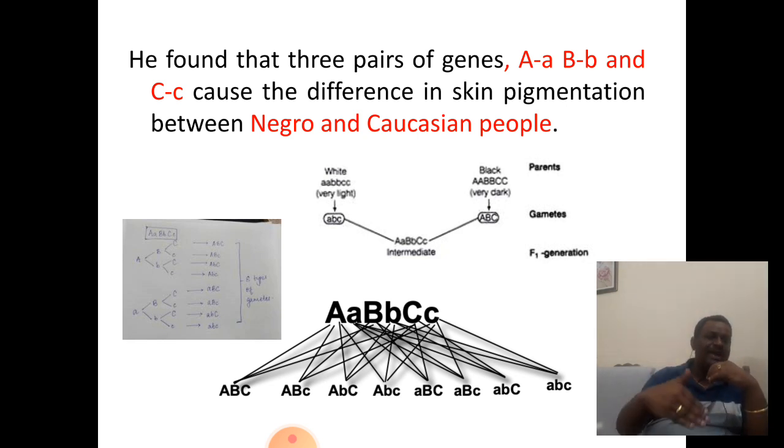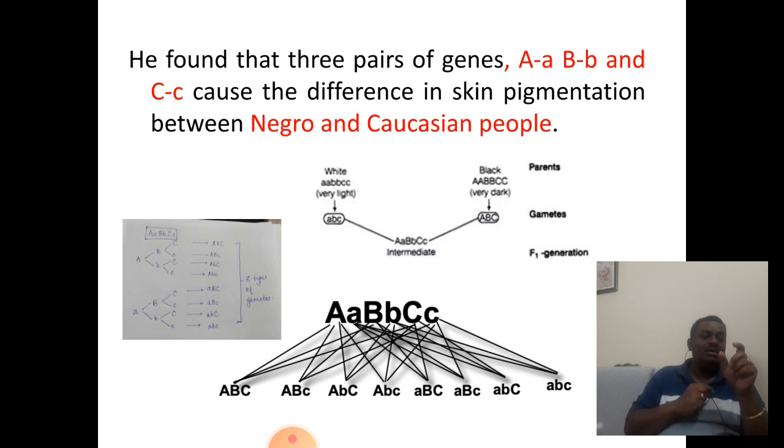Now with small a, we have small a, capital B, capital C, one set. Small a, capital B, small c, the second. Small a, small b, capital C, the next one. Small a, small b, small c is the last one. So down here, we have 8 different types of gametes that are formed from this genotype on one side.